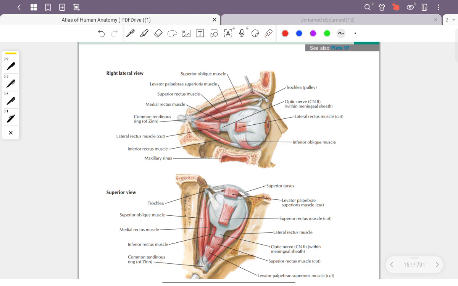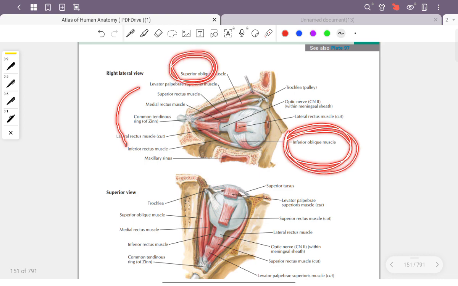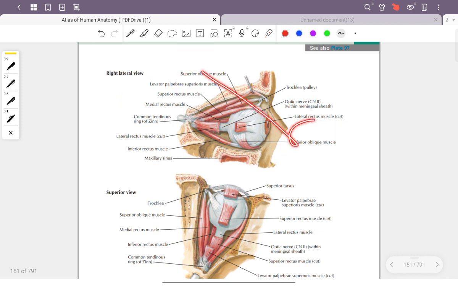Right now let's focus on the main topic, the right lateral view, and we're going to study the extrinsic eye muscles from the lateral view. When we see the eyeball from the lateral side, we see the superior oblique muscle. As I told you already, whenever there is a superior oblique muscle, it's an indication that there will be inferior oblique muscles also. So here we have the inferior oblique muscle as well.